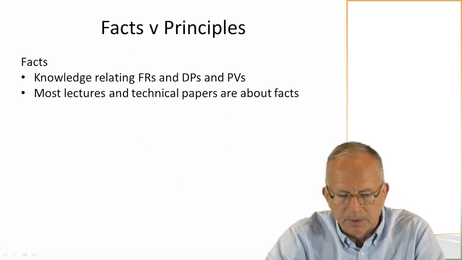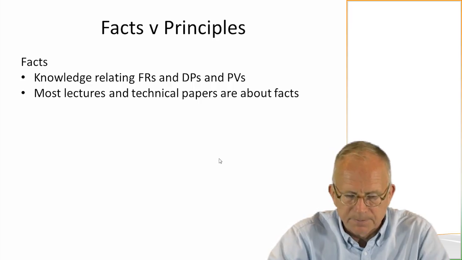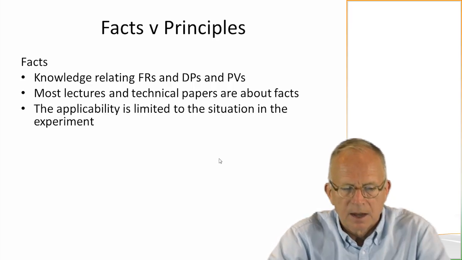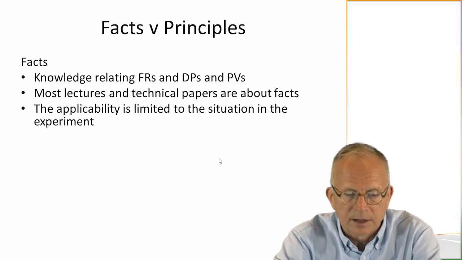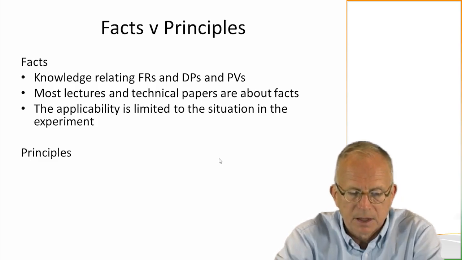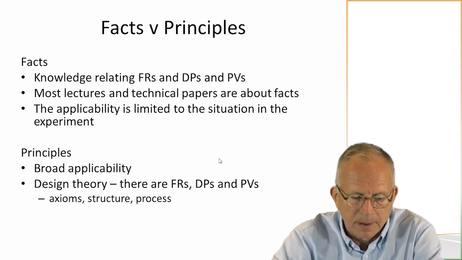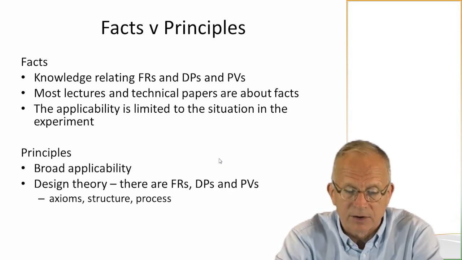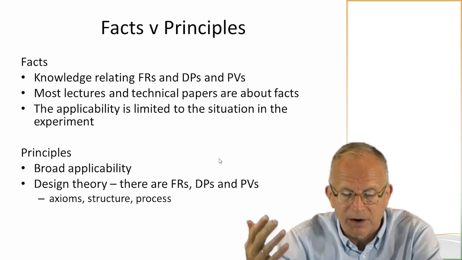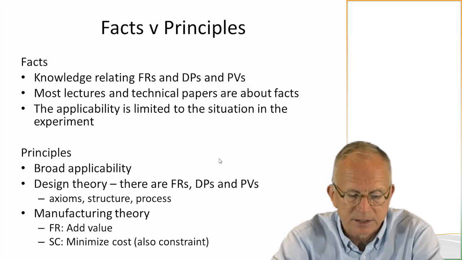And these facts are limited in applicability to the situation of the experiment. Principles, on the other hand, have broad applicability, like design theory. They tell us that there are FRs, DPs, and PVs, and that there are axiom structures and process.